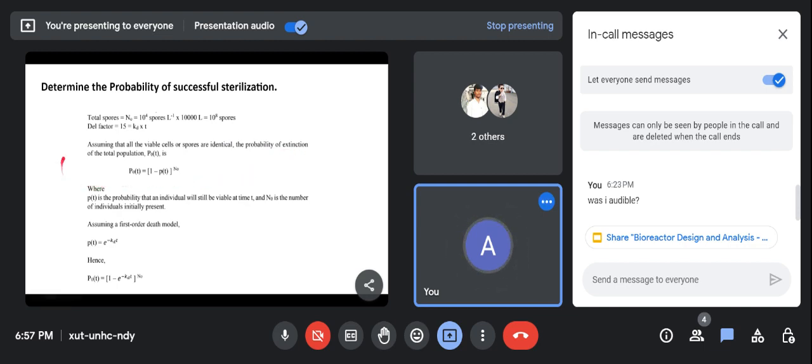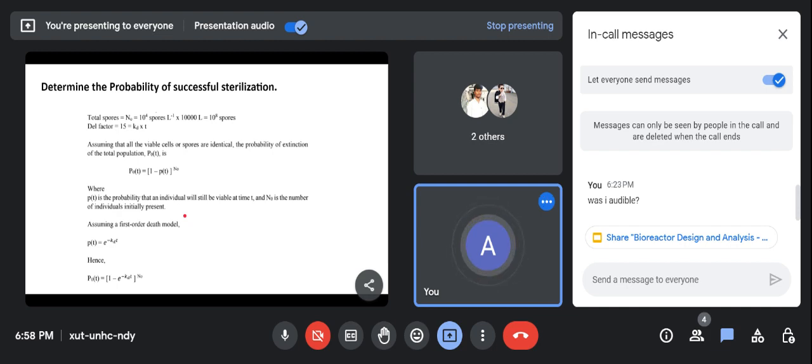So the probability of extinction of the total population, which is P naught T, is given by 1 minus PT to the power of N naught. Where PT is the probability that an individual will still be viable at time t, and N naught is the initial number of spores present.